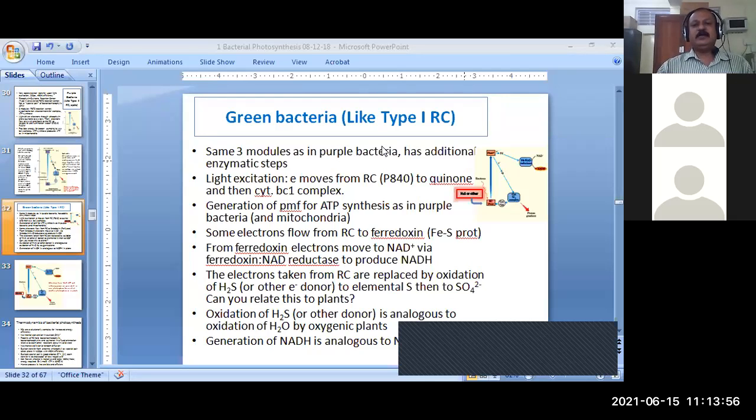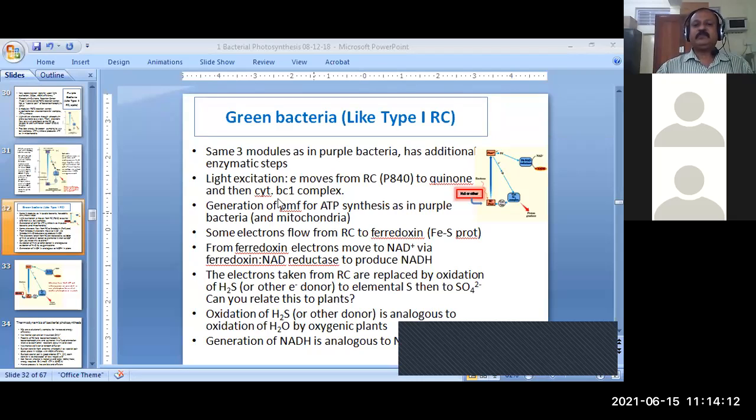So today we shall see about green bacteria. Like we have seen in the purple bacteria, there are similar kinds of modules or similar types of components in the green bacteria, but it has some differences. Some additional enzymatic steps are involved. And we are going to see what those differences actually are.